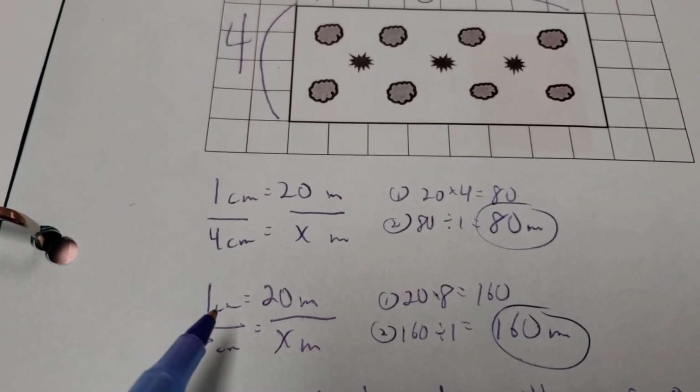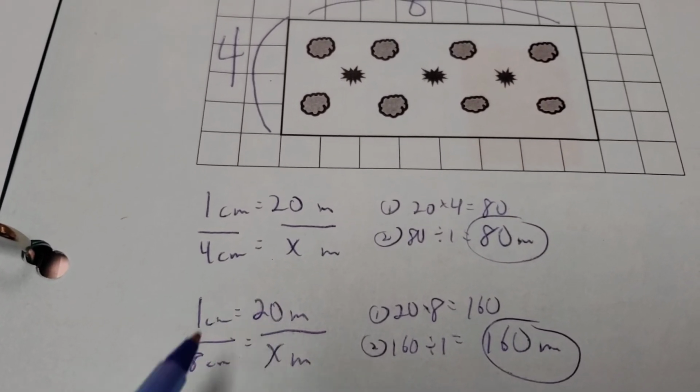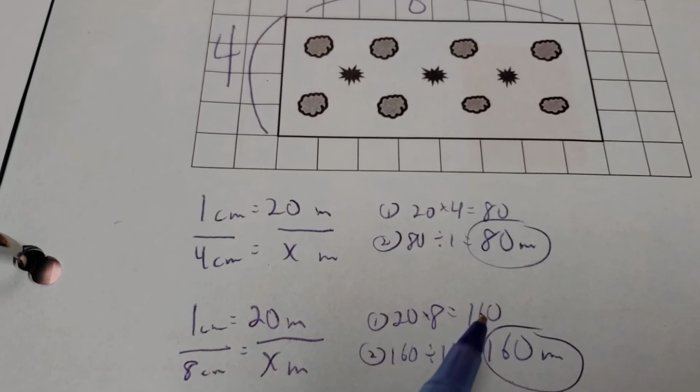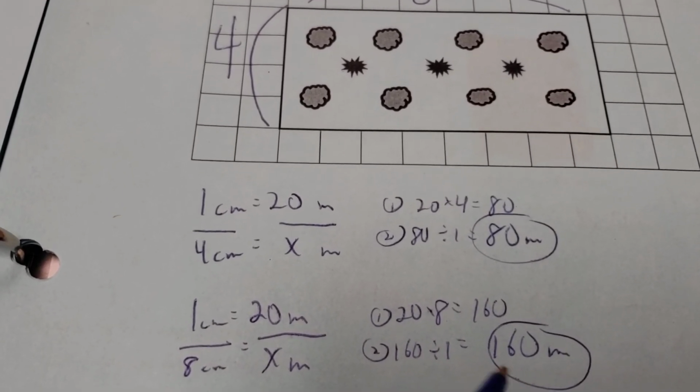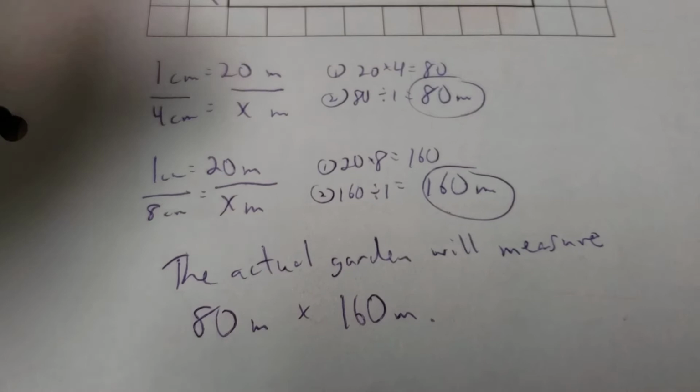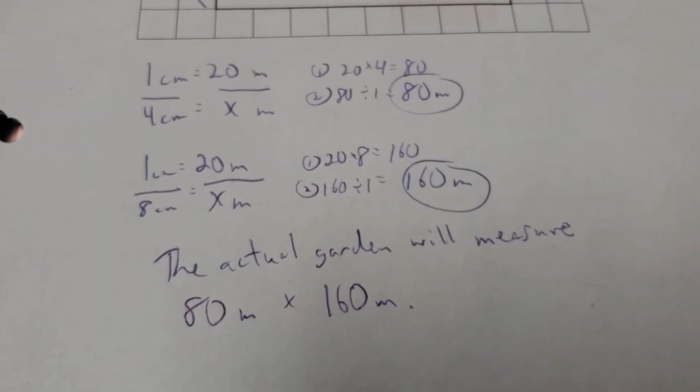Same kind of thing for how far across that is. If 1 centimeter is 20 meters, then 8 centimeters equals how many? Cross multiply 20 and 8, and I get 160, and divide that by my leftover number, and I get 160. So the actual garden is going to measure 80 by 160. All right, moving on.